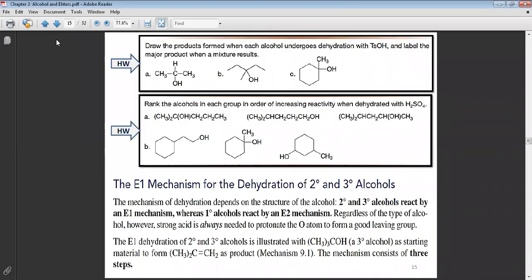Just wait. The E1 mechanism for the dehydration of secondary and tertiary alcohols. Okay, E1 mechanism, elimination 1. What does E1 mean? Do you remember the difference between E1 and E2? Why is this E1? Why is this E2?